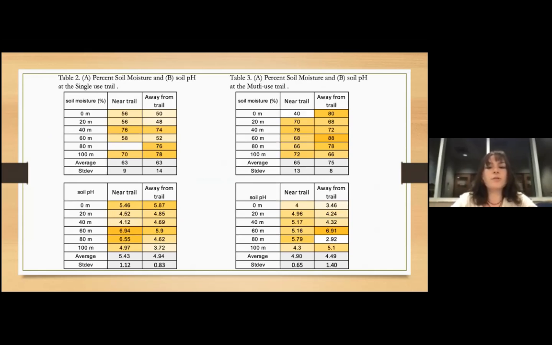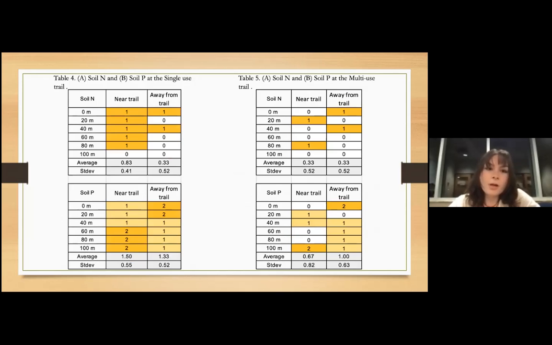For the soil results, we have these charts. They show through the darkness of the color, the higher the value. And for the soil moisture variable, near and away from each trail, there was not a very big difference, and there wasn't a very big difference between the type of trail either. And the same goes for the soil pH. There was no big difference near or away from the trail on either one, or between the two types of trails. For the soil nitrogen content, there was also not a big difference near or away from each trail, and there was also not a big difference between each type of trail.